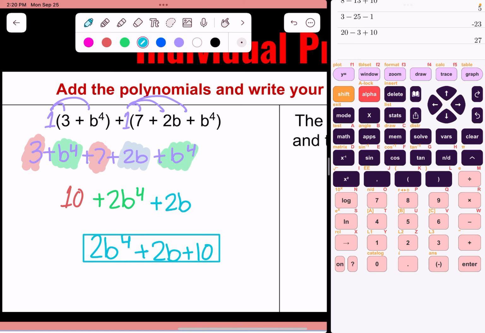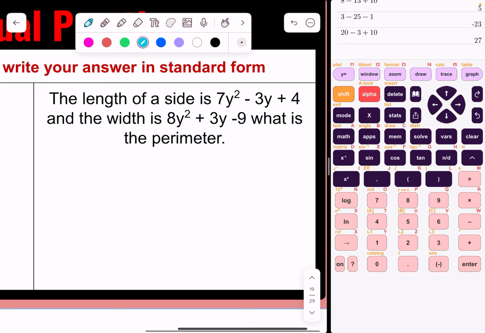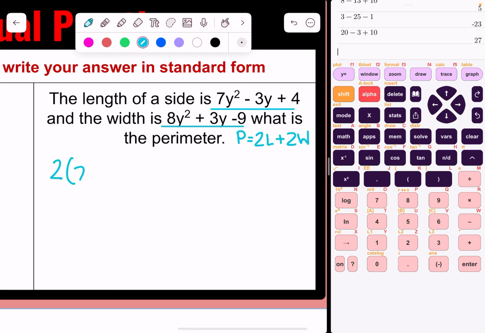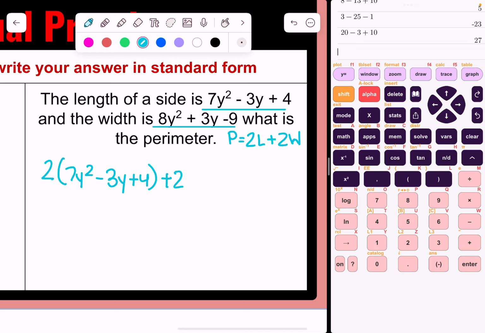Good job. Let's look at this next question. The length of a side is this, and the width is this. What is the perimeter? Ooh, we have to remember the perimeter formula. Perimeter formula is 2 times length plus 2 times w. All right, so 2, my length is 7y squared minus 3y plus 4. And my width also needs to be multiplied by 2, is 8y squared plus 3y minus 9.